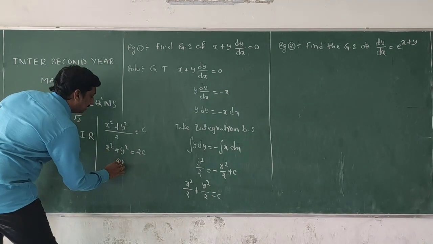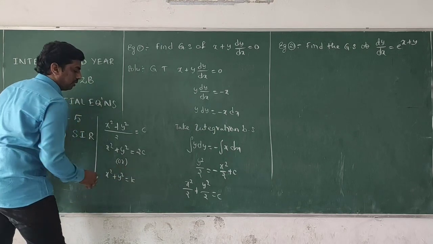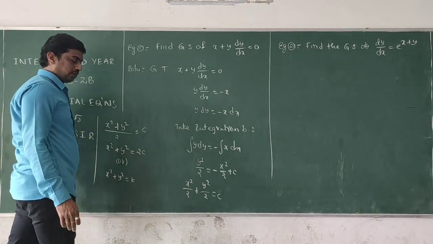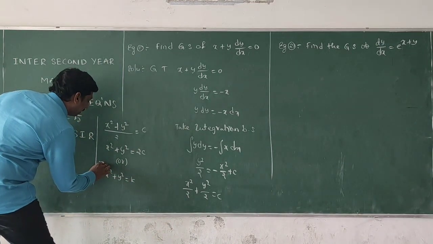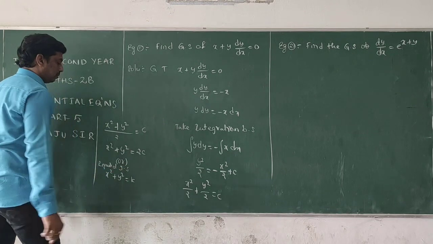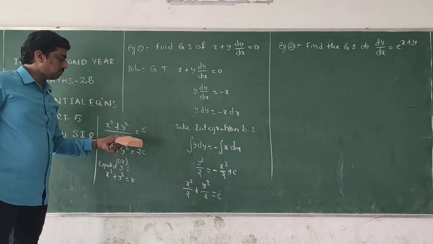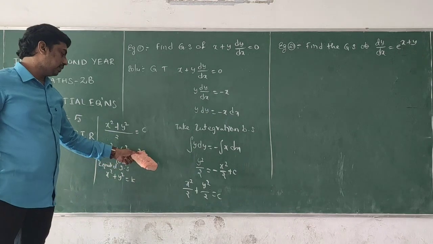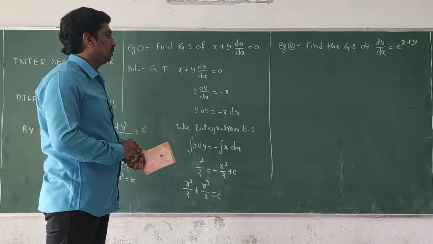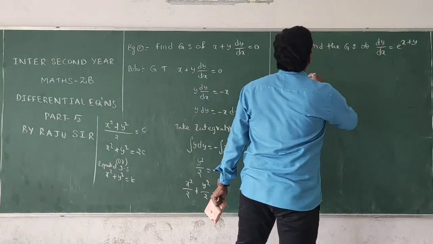Or this can be written as x square plus y square equal to any constant. If you take 2c as constant k, then x square plus y square equal to k is the required general solution, or in other words x square plus y square equal to 2c. Here c is a constant, here k is a constant. This is the process of solving by the variable separable method. Is it clear?